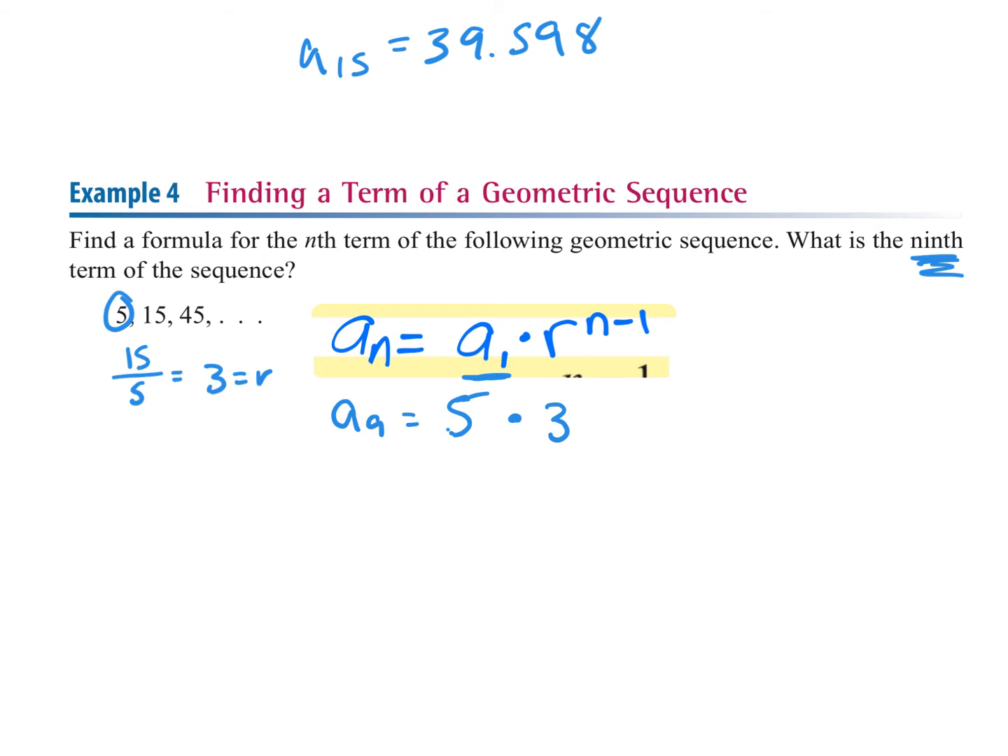And then the n we're looking for is what? 9. So 9 minus 1. So a sub 9 is equal to 15 times 3 to the power of 8. And we just put this into our calculator. Awesome. 32,805.